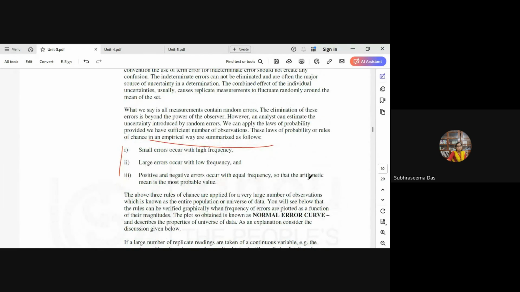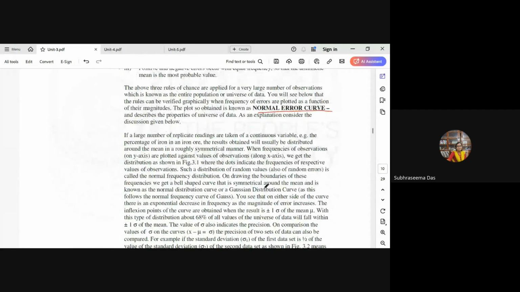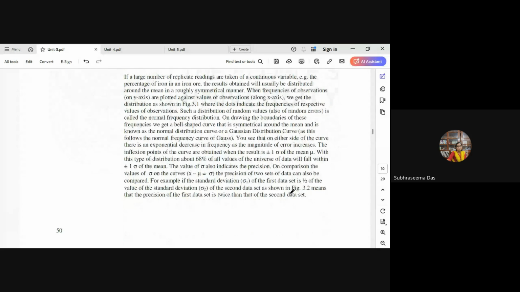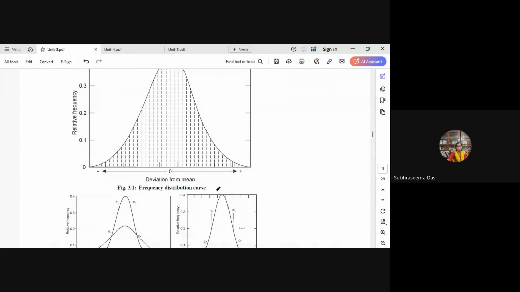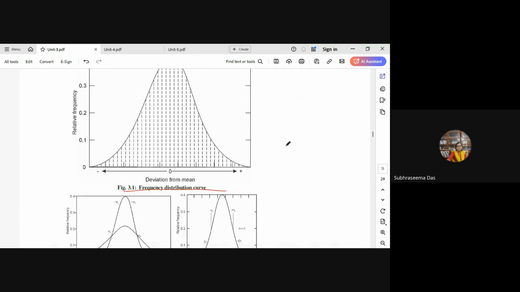Now when these three rules are graphically plotted, that plot is what we call a normal error curve, and from this curve we can find out the probability of our obtained results. This normal error curve is what we call a Gaussian distribution curve. Figure 3.1 shows the frequency distribution curve, where on the x-axis we see the deviation, and on the y-axis we see the relative frequency.